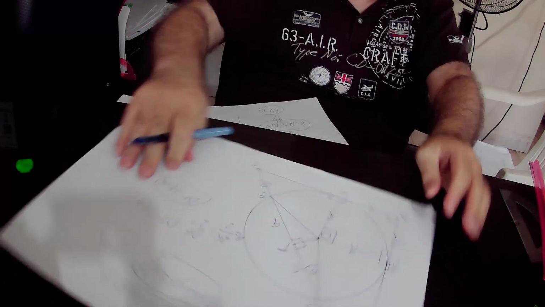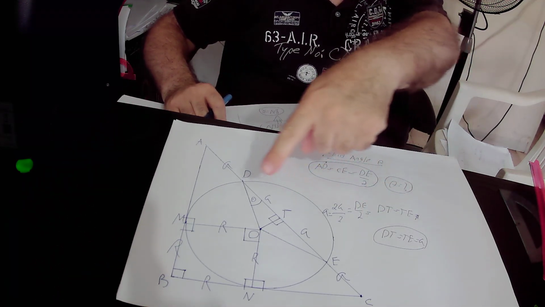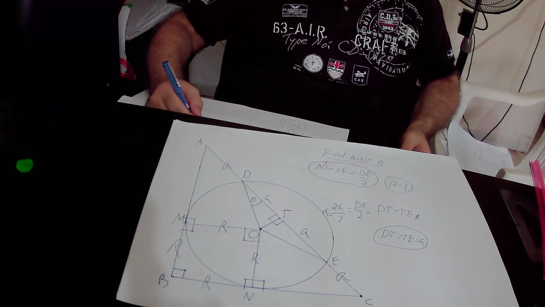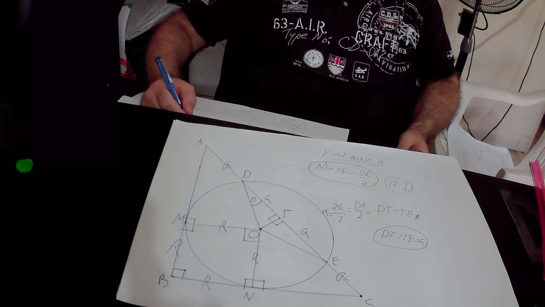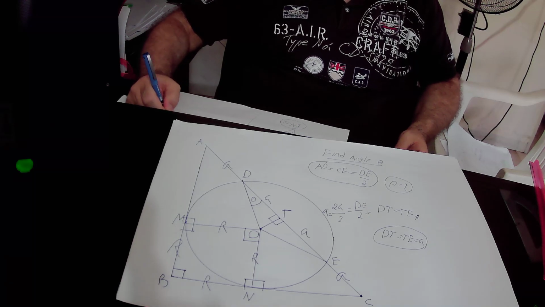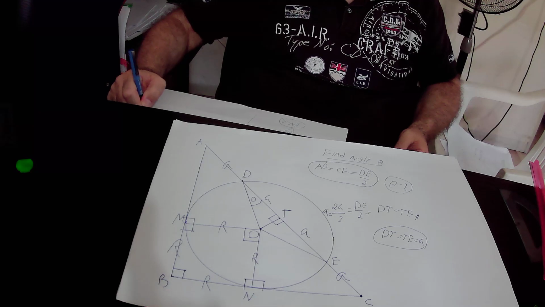Actually, we found out that quadrilateral MOBN is not just a rectangle but a square, because all of its sides are equal to each other, they are equal to R. So I write it down that quadrilateral MOBN is a square.